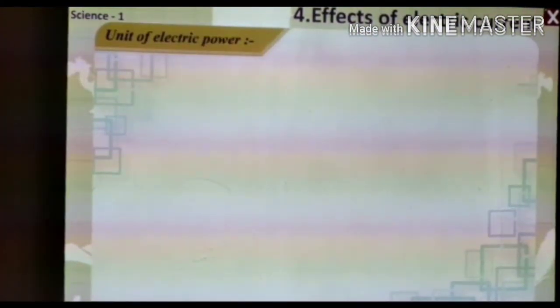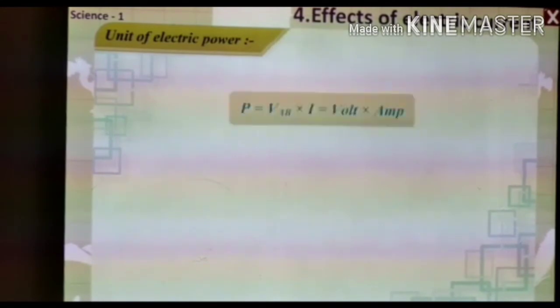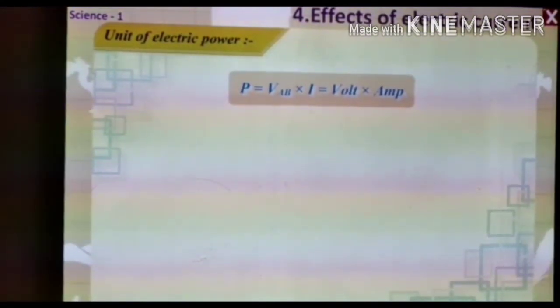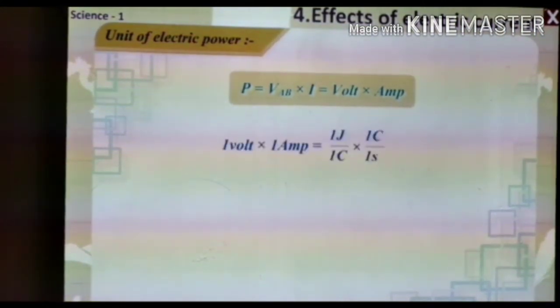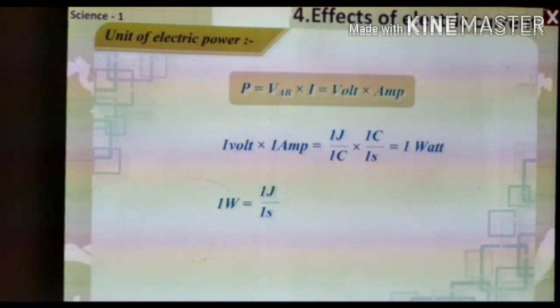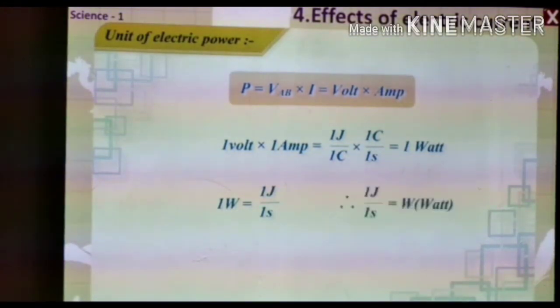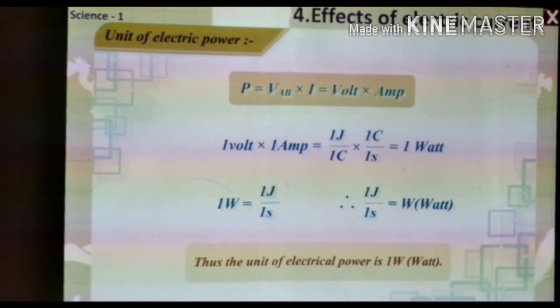Unit of electric power. Let us find out the unit of electric power. P is equal to V AB into I, that is volt into ampere. 1 volt into 1 ampere is equal to 1 joule upon 1 coulomb into 1 coulomb upon 1 second, so 1 coulomb will get cancelled, which is equal to 1 joule upon 1 second, that is 1 watt. Thus, the unit of electric power is 1 watt.